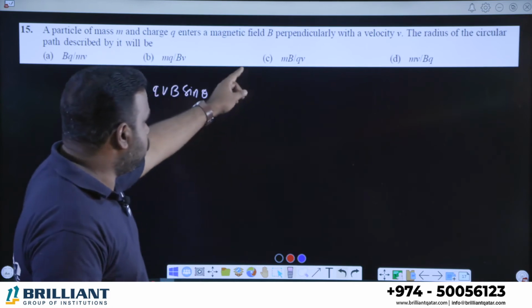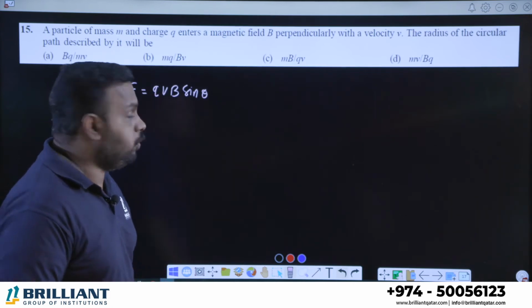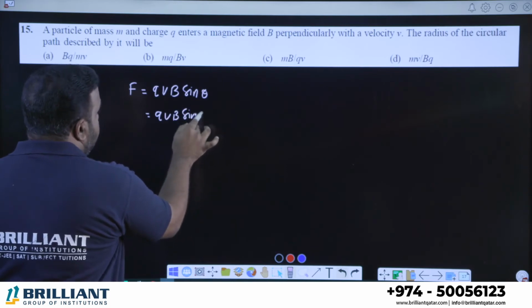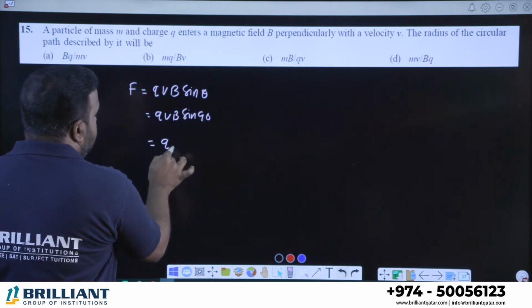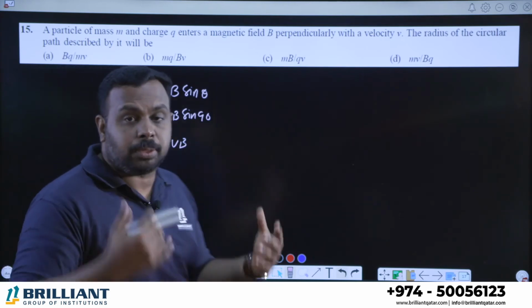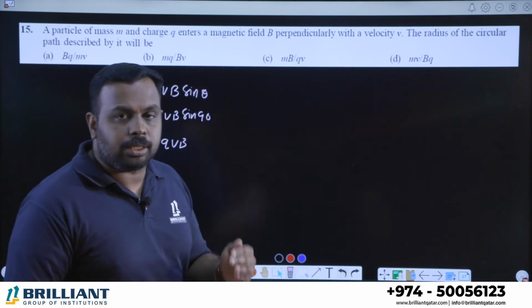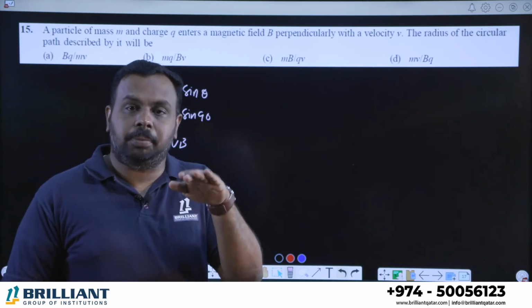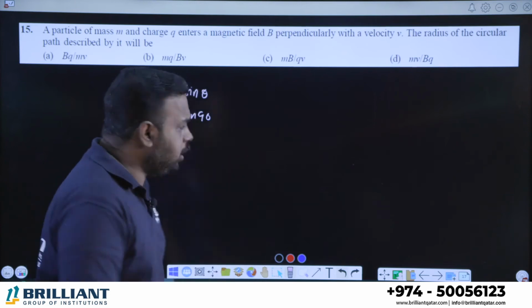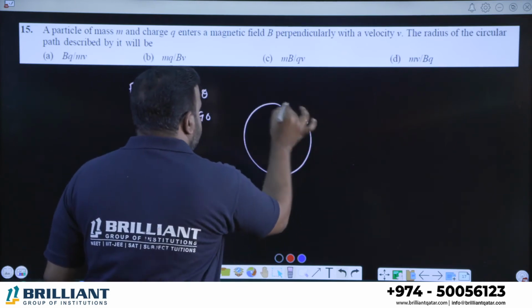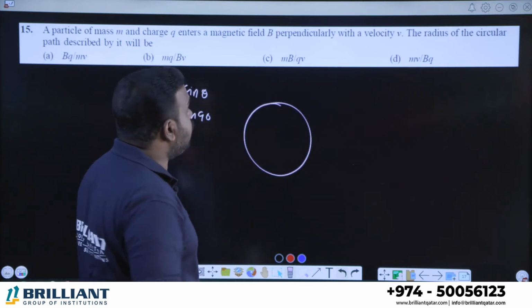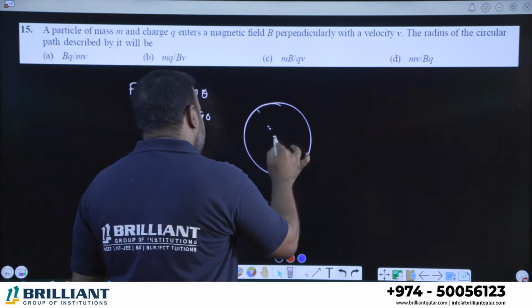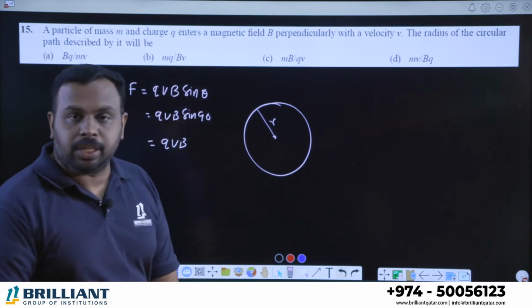Perpendicular means theta value will be 90, so we get qvB sine 90. Sine 90 is 1, so F is equal to qvB. So this much force is there on the particle. And definitely you know that when a particle enters a magnetic field perpendicular to it, it follows a circular path, right? So this charge will be following a circular path. Now what they're asking is the radius of the circular path. So take the radius as r. We have to find the value of r.